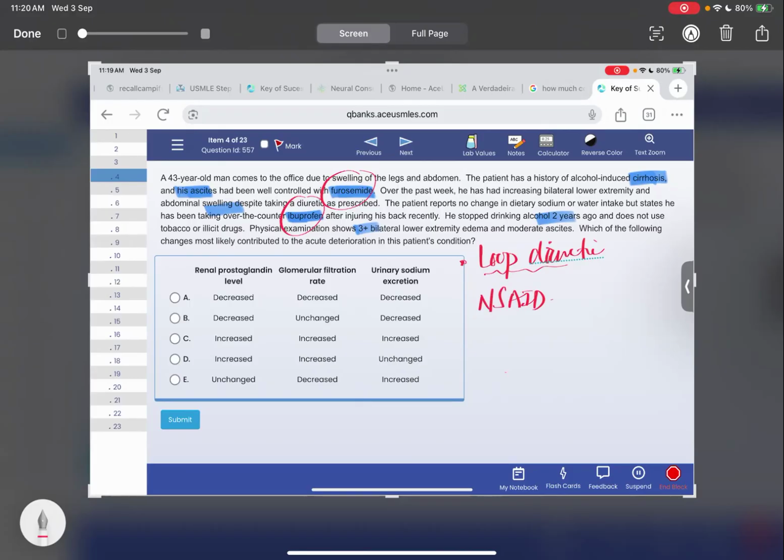Got this MCQ? Yes, sir. Which of the following changes is most likely to contribute to acute deterioration in this patient's condition?